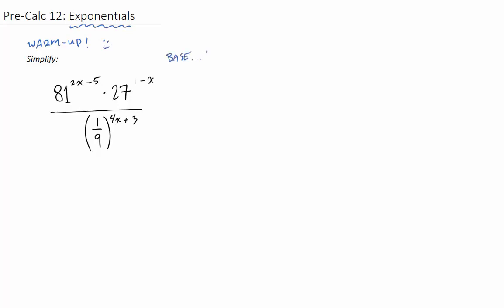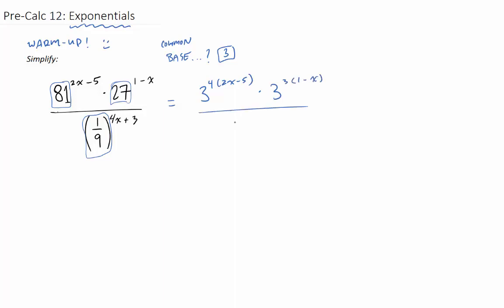The main idea with these is you're going to look at the base of each piece, and you realize that there's actually a common base, and there often will be when we're starting off, and it's got to be 3, right? Because 3 to the 4 is 81, 3 to the 3 is 27, and down on the bottom there, 3 to the negative 2 makes 1 over 9. Because remember, negative exponents make reciprocals.